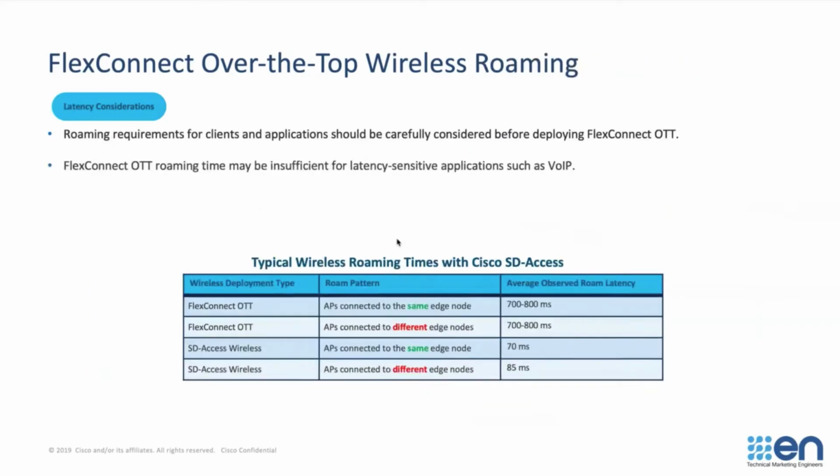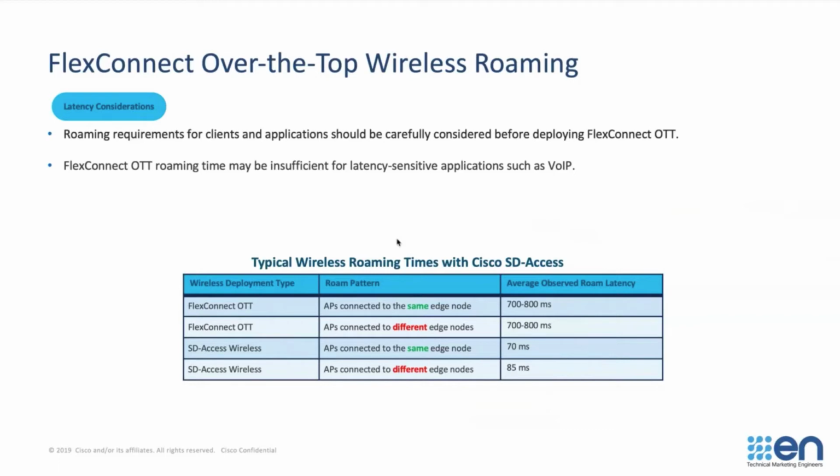And here are some of the roaming requirements for the clients and applications which are running FlexConnect over the top. As you can see here, if you're running SD-Access wireless in general, and the APs are connected to the same fabric edge device, the roaming latency is around 70 milliseconds. And when you have two different fabric edge devices, it is close to 85 milliseconds. But when you're running FlexConnect over the top, it is greater than 700 milliseconds.